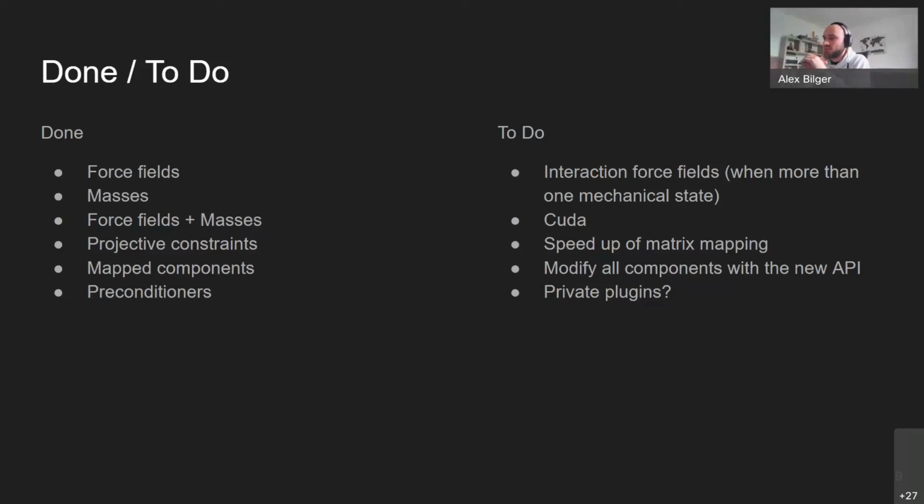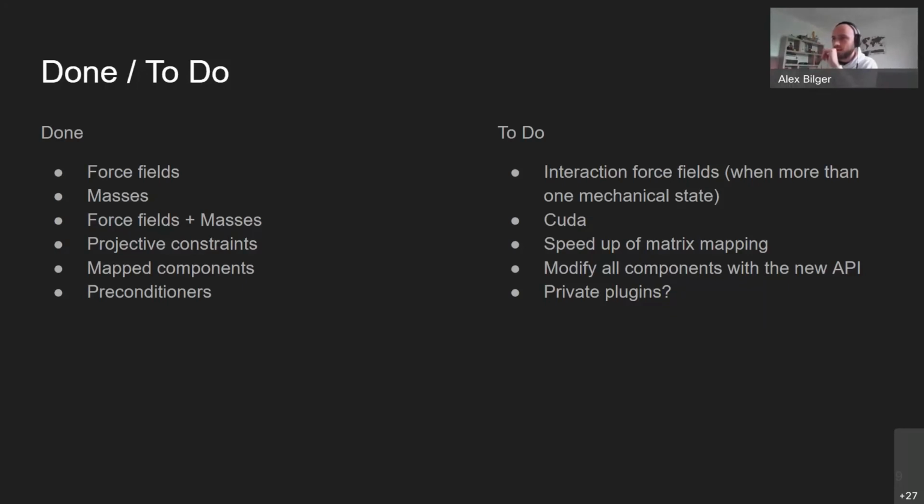We need to investigate a bit more the CUDA part. Matrix mapping can be improved in terms of performance, based on what I presented this morning. And of course, we need to modify all the components with the new API. And there are some private plugins that relied on some mechanisms that will break. So we need to have a look at that too.